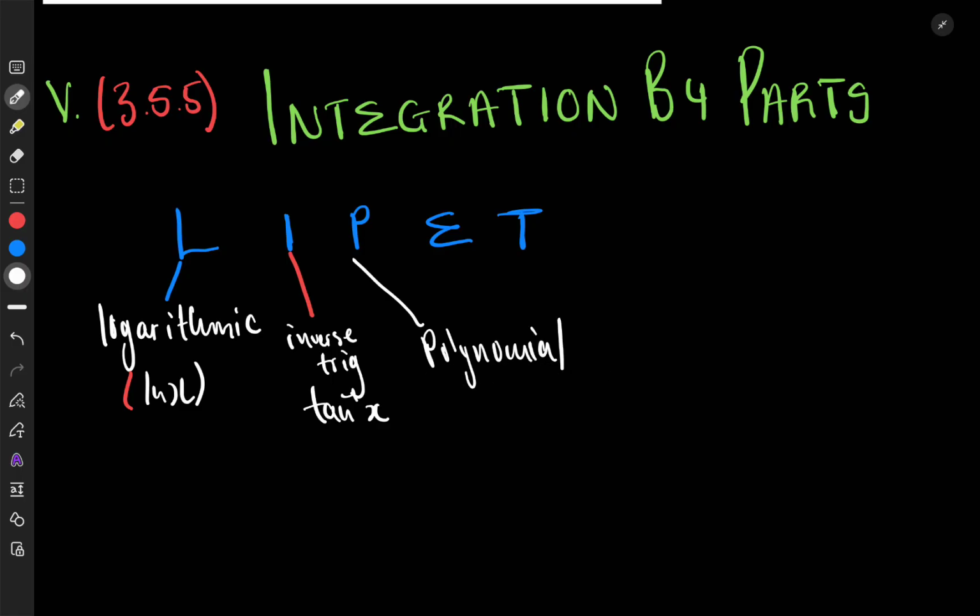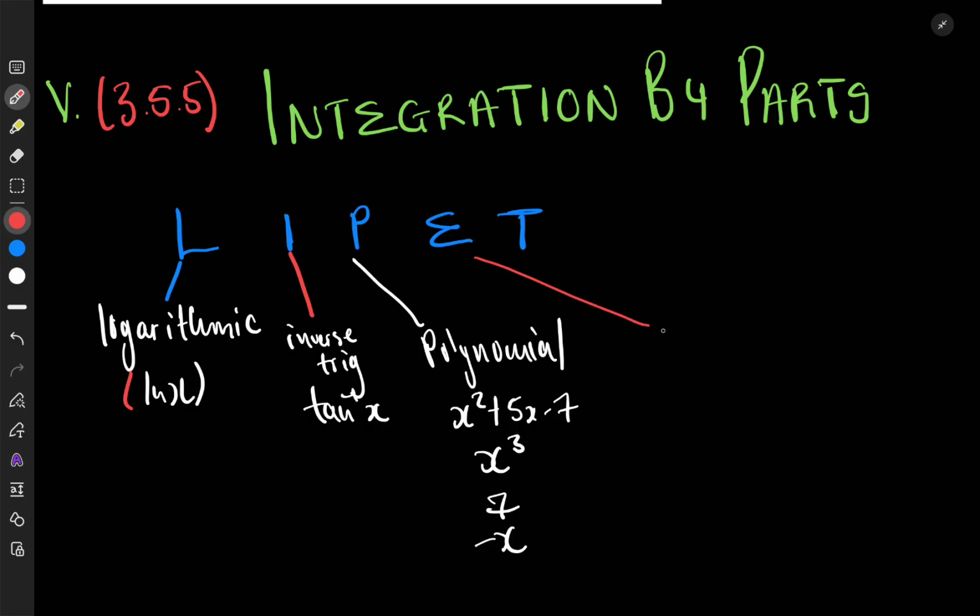Poly means many, nomial means numbers. So this is something with several terms. x squared plus 5x minus 7, that's a polynomial. x cubed, that's a polynomial. 7 is a polynomial. Negative x, that's a polynomial. Now, these are all polynomial functions.